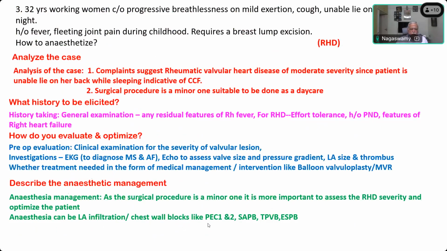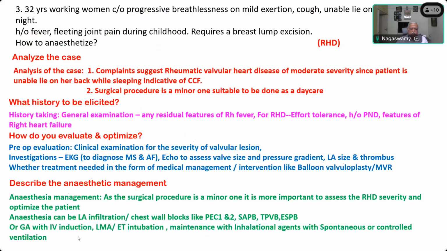Or you can think of any of the chest wall blocks. Nowadays you use PEC 1, PEC 2, SAB, TQBV, ESPB. All these blocks can be the sole technique instead of resorting to GA or other things where you can cause all the changes in the PACRRI. These blocks also can be the ideal technique. Or GA with IV induction, LMA or ET intubation, maintenance with inhalation agents with spontaneous or controlled ventilation. All these are good choices for this procedure because this is supposed to be a minor surgical procedure.